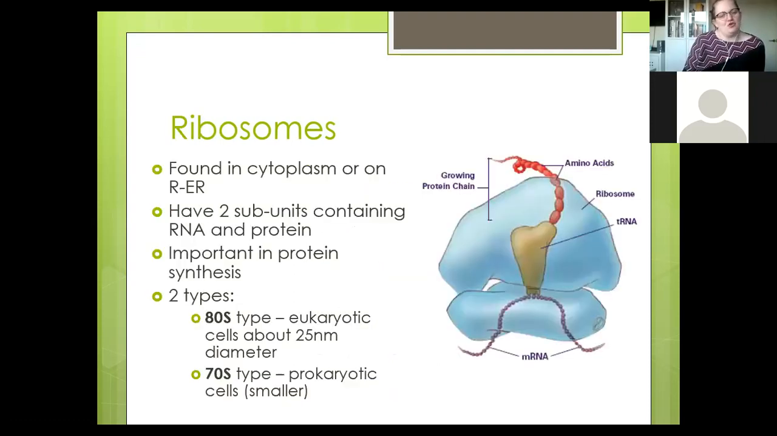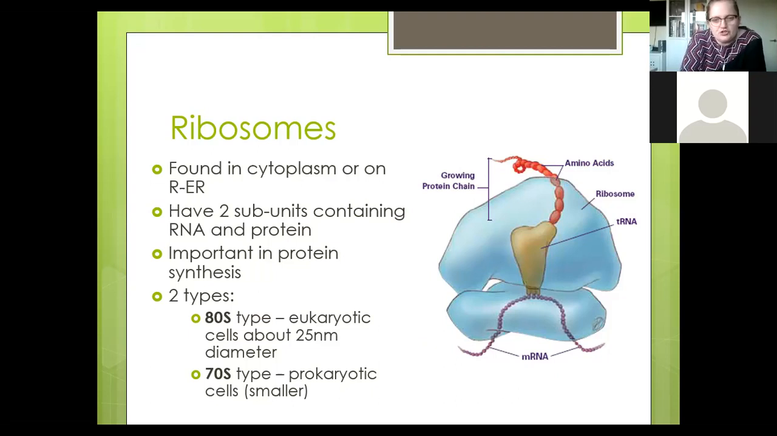Which leads us on to ribosomes. Ribosomes are found in our cytoplasm or on the rough endoplasmic reticulum. Ribosomes we draw as just like a little dot. They are super, super tiny. They float free in the cytoplasm or they're attached to the rough ER. Ribosomes are made up of proteins and RNA, and ribosomes are not surrounded by a membrane. Ribosomes are the site where proteins are made.